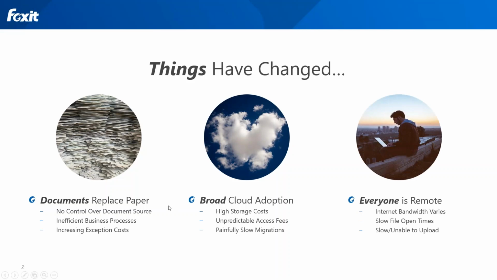So the first one, documents replacing paper. This is very relevant now and certainly relevant before. There's a lot of benefits to the paperless office. There's no question about that. It's a great thing, right? But there are certain things you have to be aware of and some inefficiencies that can come up as a result of moving to a truly paperless environment. One is limited control over the document source. Without defined scanning practices and defined methodologies for creating your documents, there can be some inefficiencies that are exposed within a business.